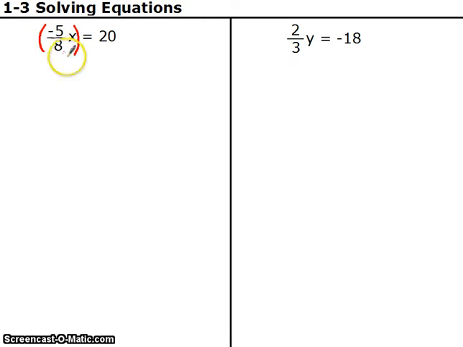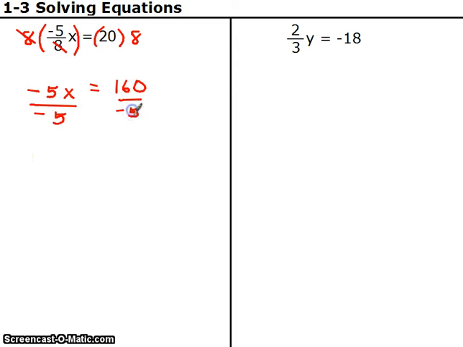I would start by eliminating the fraction, and you cancel out a fraction by multiplying by its denominator. So I'm going to multiply by 8 on both sides. Alright, the 8's will cancel. That leaves me with negative 5x equals 160. And then you're going to divide by negative 5 on both sides. So x equals, let's see, that's 32, negative 32. Alright, so two steps, not too bad there.